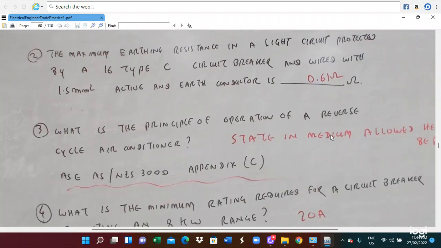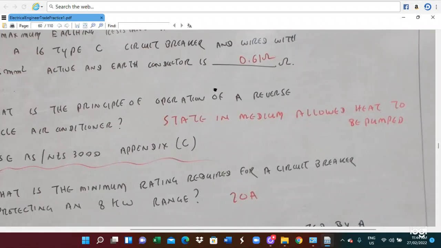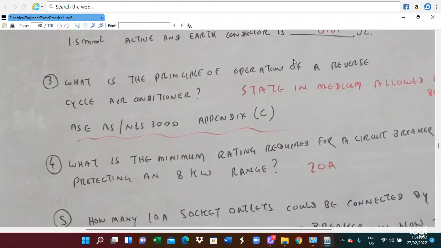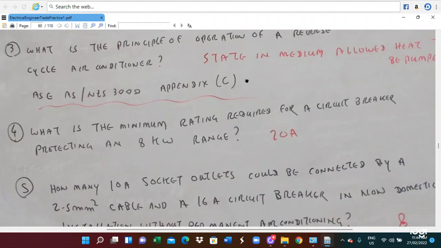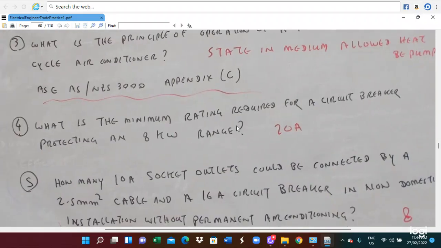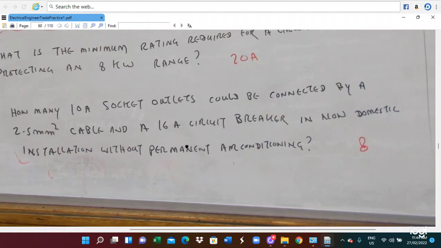What is the principal operation of the reverse cycle air conditioner? This is a system in which a medium allows the heat to be pumped. So we have to utilize the ASR 3000 Appendix C. What is the maximum rating required for the circuit breaker for an 8 kW range at 220 volts? How many 10 ampere socket outlets could be connected by the 2.5 mm square cable and 16 ampere circuit breaker in a non-domestic installation without permanent earth connection? This is the 8.